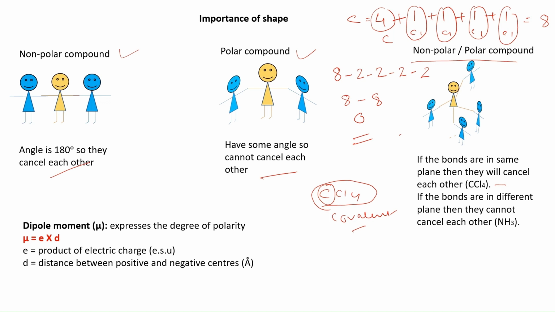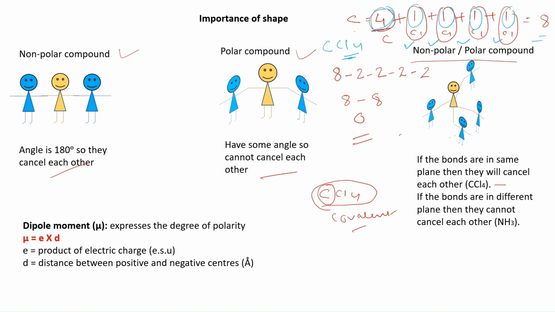What is happening here? Carbon has 4 valence electrons. It is sharing one pair of electrons from one chlorine, again one pair of electrons from the second chlorine, again one pair of electrons from the third chlorine, again one pair of electrons from the fourth chlorine. Hence in CCl4, 4 chlorines are involved. Clear? It became an octet, 8. Now you have to write 8.